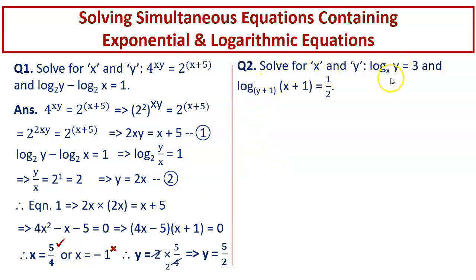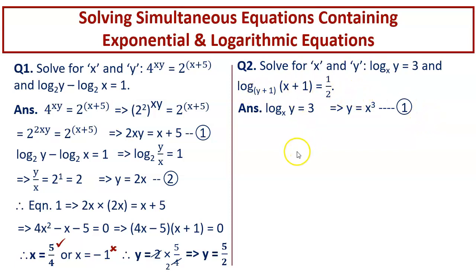Log of y to the base x equal to 3 and log of x plus 1 to the base y plus 1 equal to half. Over here we have two logarithmic equations. Again, you can start with any of them. I have started with the very first one. So it is log of y to the base x equal to 3, and I have converted this to an exponential equation, and I get y equals x to the power of 3. This is our equation number 1.